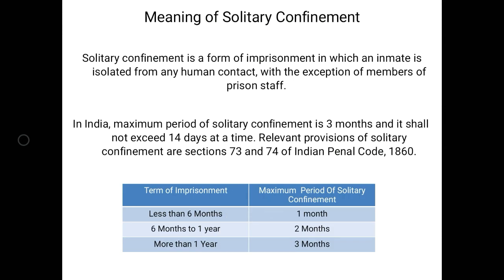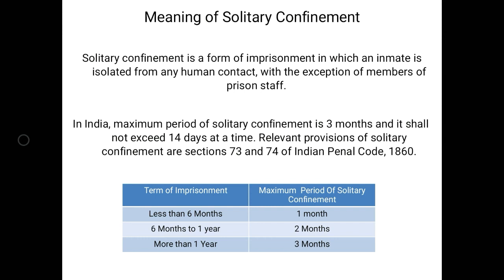Meaning of solitary confinement. Solitary confinement is a form of imprisonment in which an inmate is isolated from any human contact, with exception of members of prison staff. In India, maximum period of solitary confinement is 3 months, and it shall not exceed 14 days at a time. Relevant provisions of solitary confinement are section 73 and 74 of IPC.